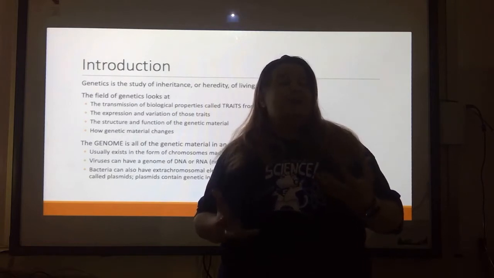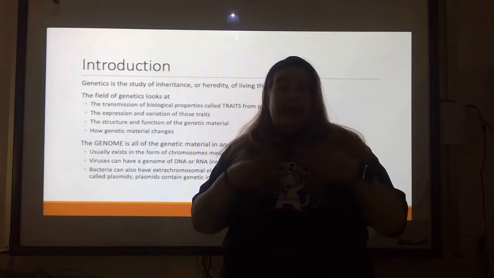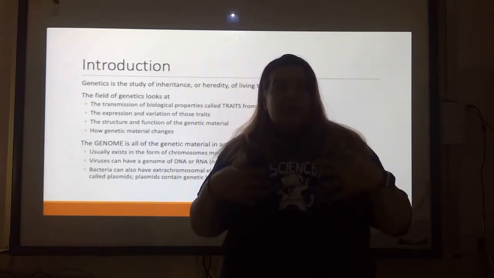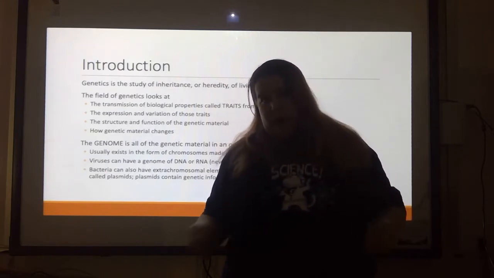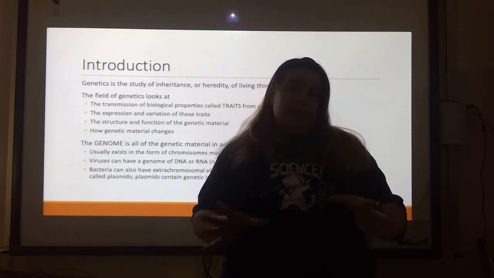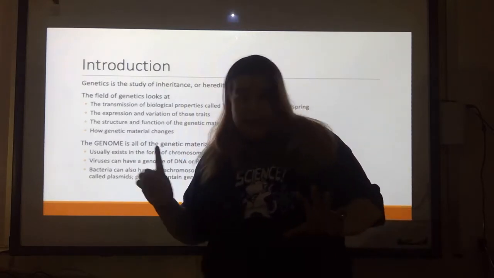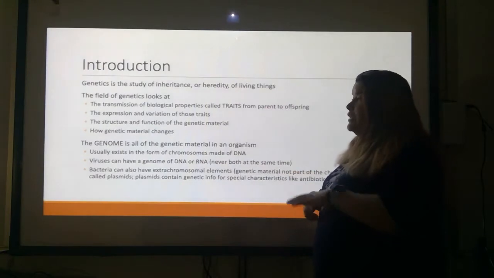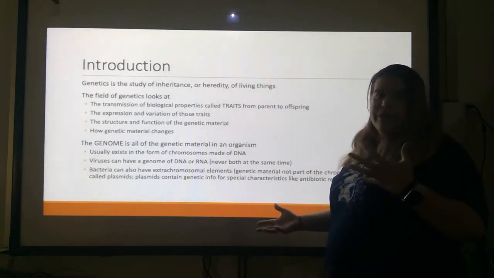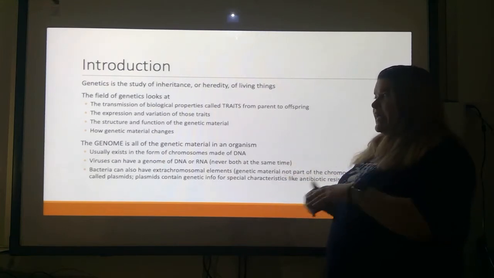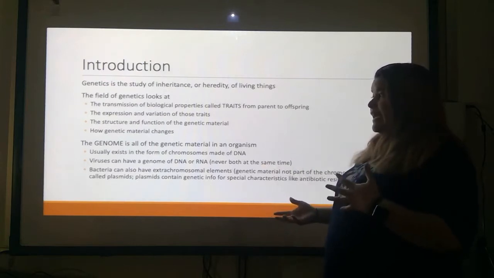In humans, it's a lot more complicated because we're not making clones, we're making unique individuals. So it's a bit easier to see how you can shuffle things around and get something unique. With bacteria, it's a bit different, but we'll get to that. The genome is all of the genetic material of an organism, the entire library that is contained inside of the DNA. It usually exists in the form of chromosomes made of DNA.